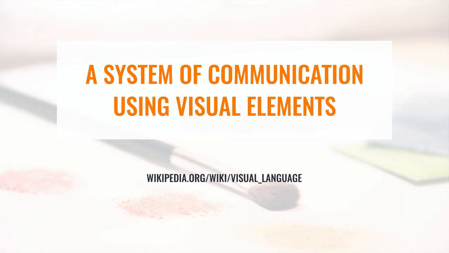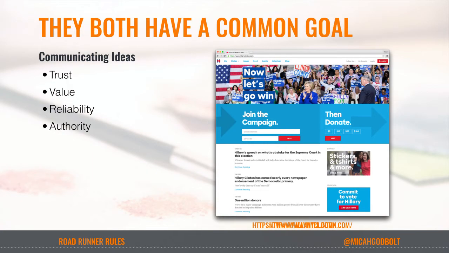Wikipedia defines a visual language as a system of communication using verbal or visual elements. Communication. Visual elements. This is definitely sounding like a language, like something that's supposed to convey some meaning. Actually, there's two parts to this conveying of meaning that a visual language does. For one, it communicates ideas. Communicates the idea of trust or value or reliability. Can you trust this client? Whether it's a product, or someone trying to position themselves as a leader in industry, can this visual language promote that and sell that idea to the user that visits your site?